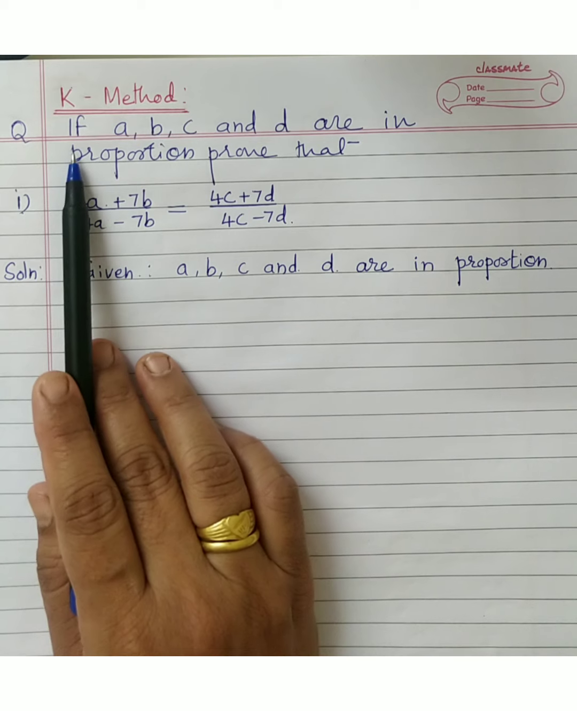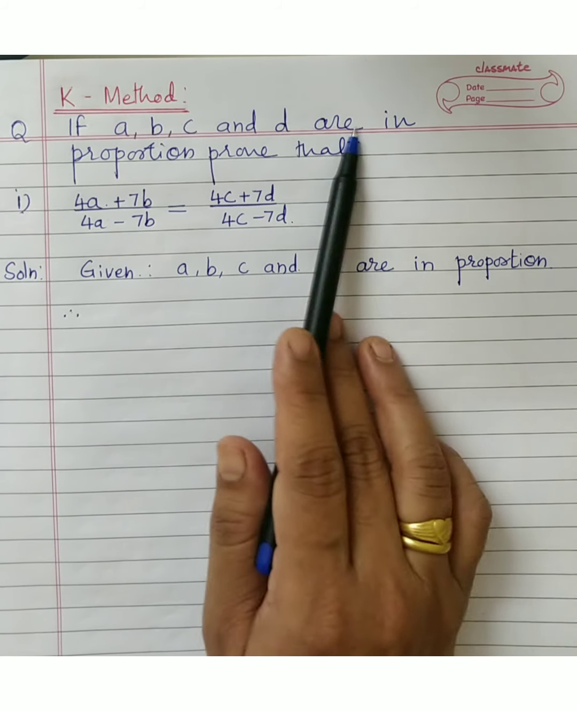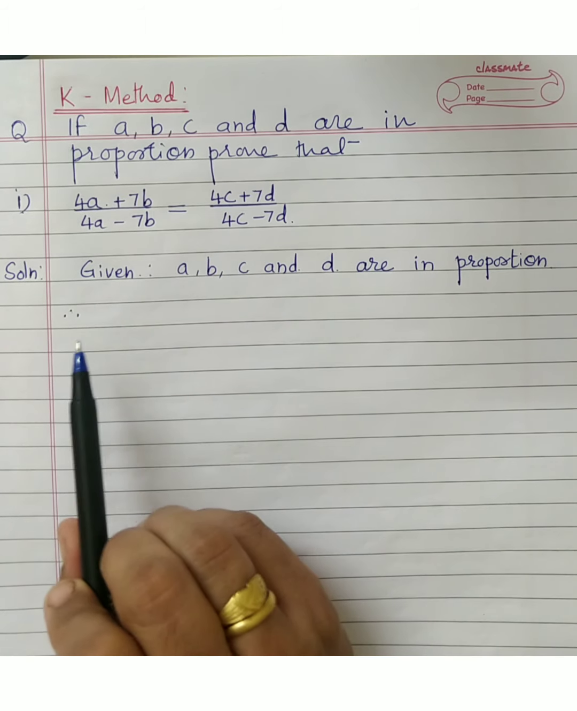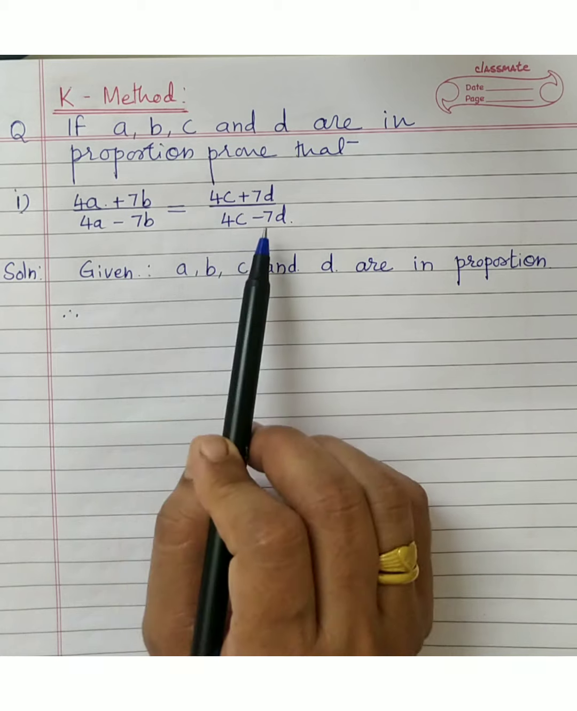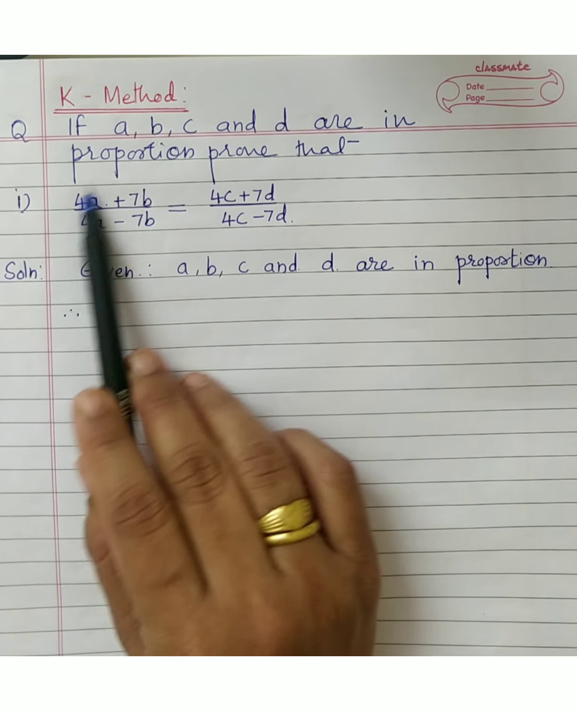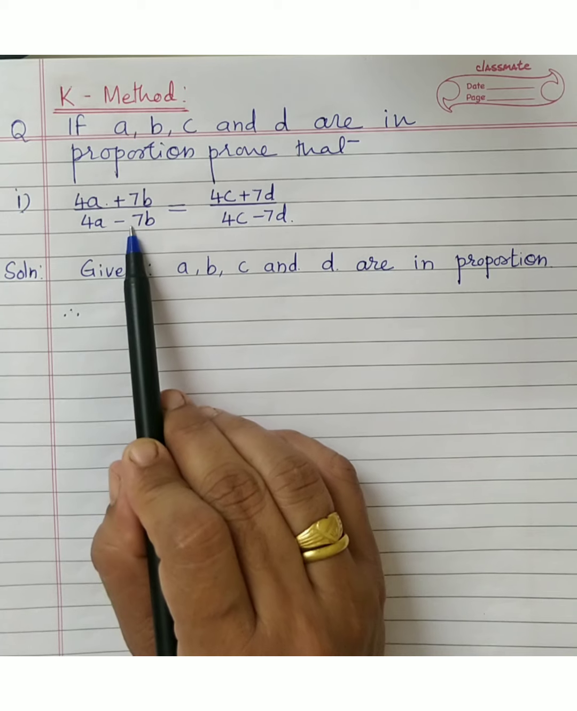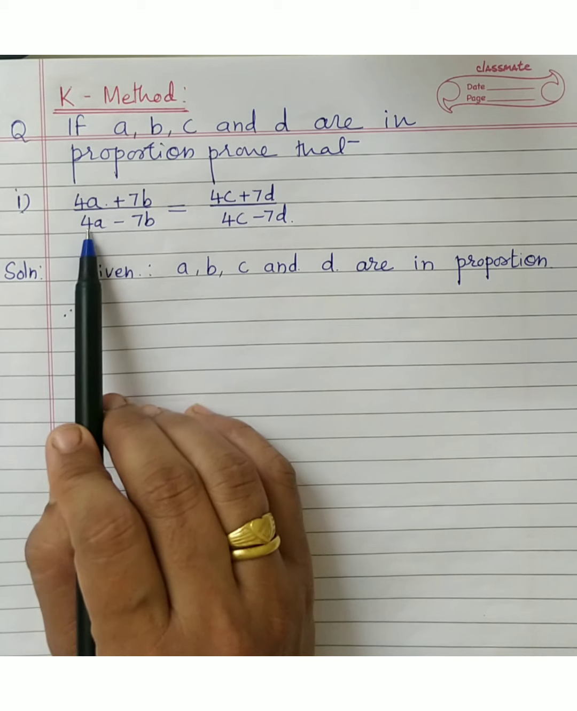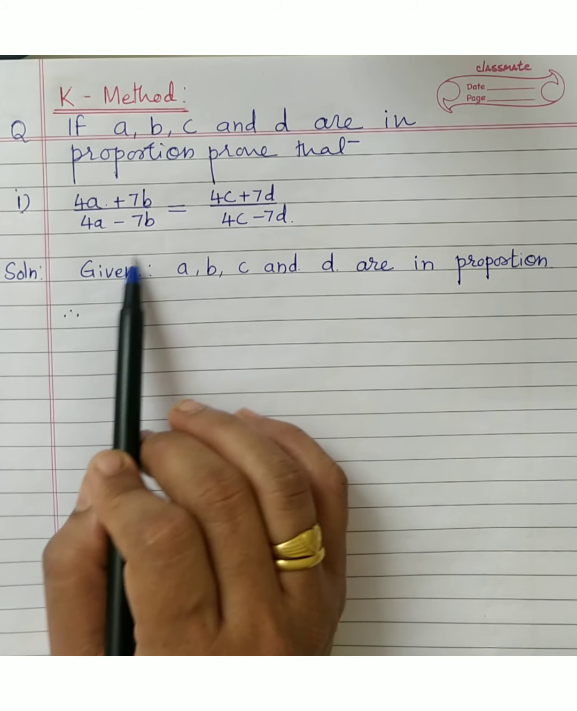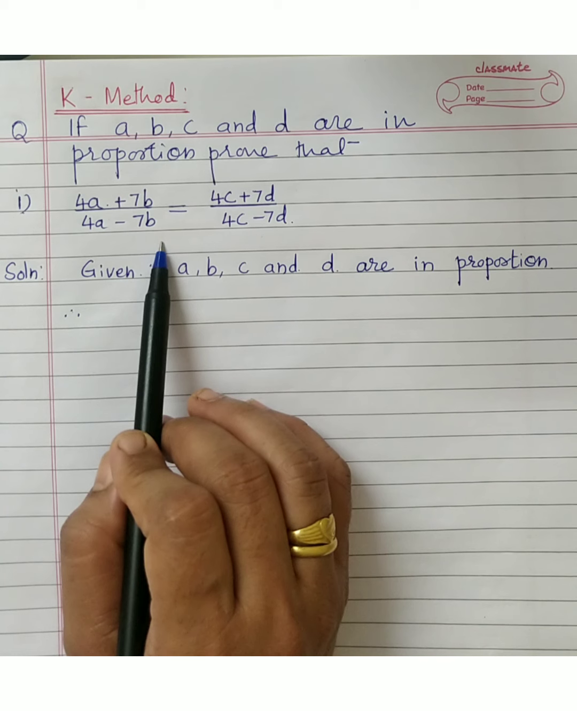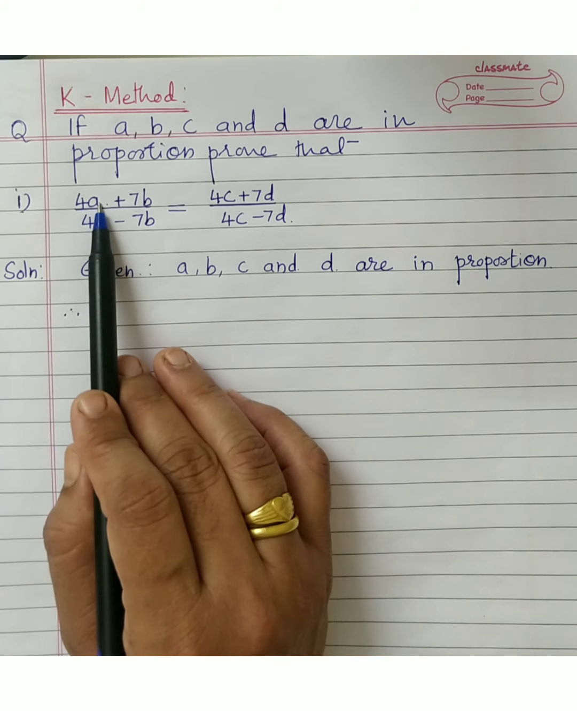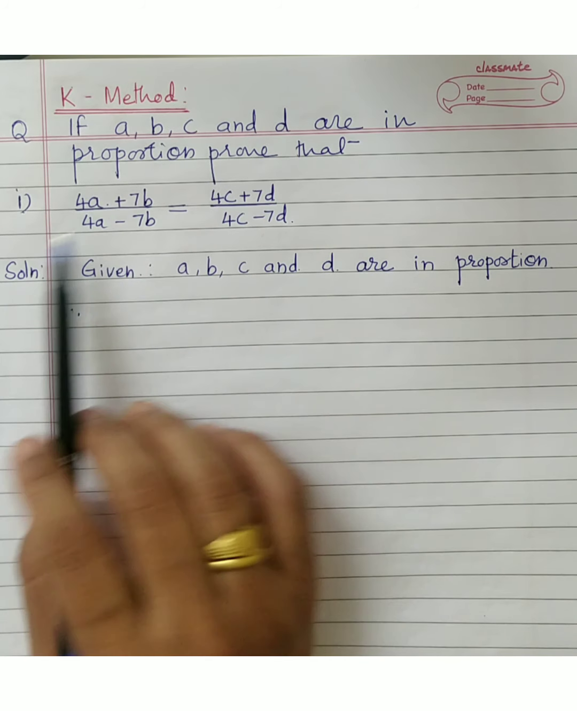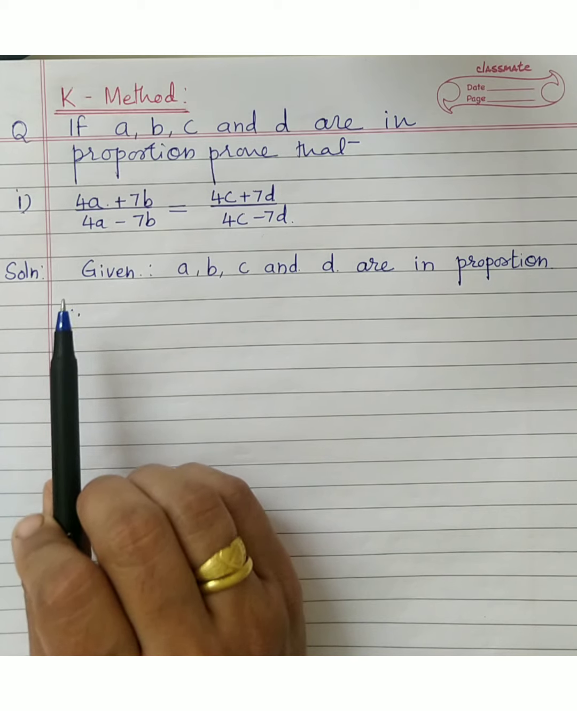Okay, first example. If a, b, c and d are in proportion, prove that... There are so many proofs we are going to check, and this is the first among them. When you look at this question, you easily understand that you can apply the properties of proportion here. Because 4a plus 7b upon 4a minus 7b is the application of componendo dividendo. And what could have been the basic fraction for that? 4a upon 7b. So here we can use properties of proportion and do this question very easily.